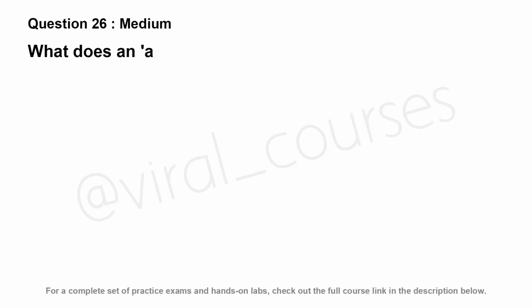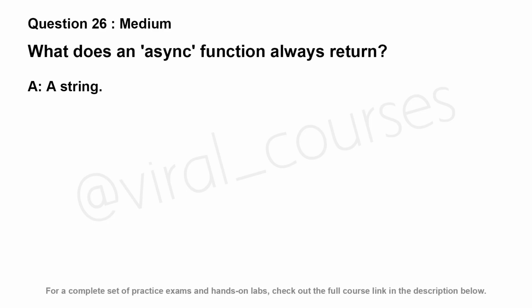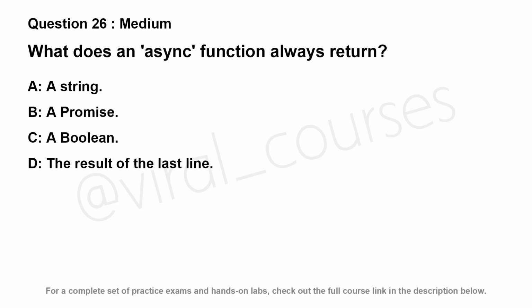What does an async function always return? Option A. A string. Option B. A promise. Option C. A boolean. Option D. The result of the last line.